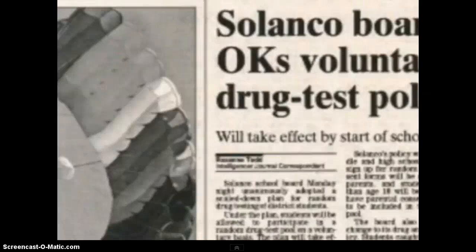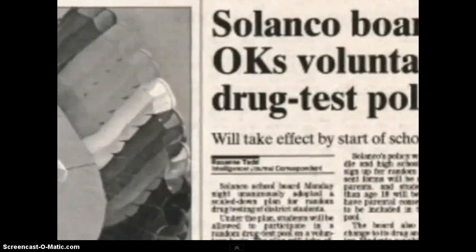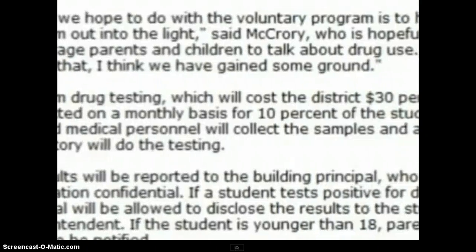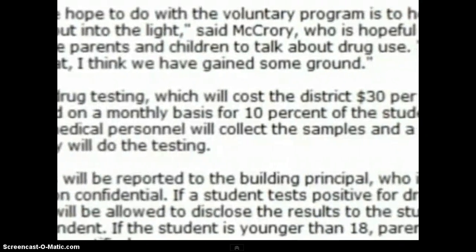My second problem with these policies is the cost. It costs money to have a kid pee in a cup at random and send the samples to be analyzed. I found a story from back in 1999 when the Solanco School District started its random school drug testing program. It said it cost about $30 per student per test, or about $30,000 a year. I think we can safely assume that cost has skyrocketed.